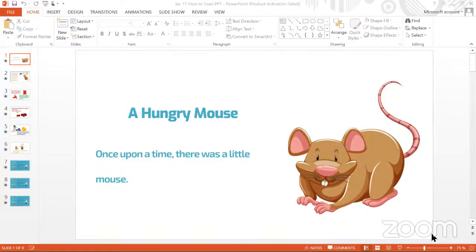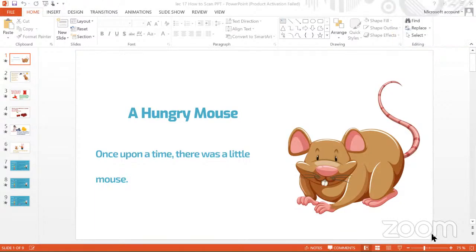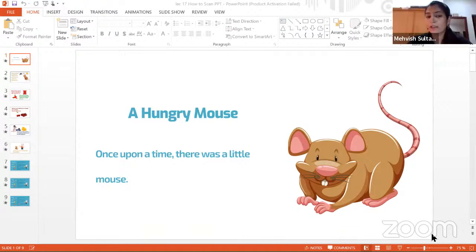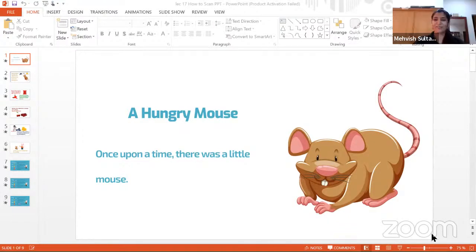A hungry mouse. Once upon a time, there was a little mouse. Very good. I'm going to read, and can you follow the way I read? A hungry mouse. Once upon a time, there was a little mouse. So when you see a comma, you stop for a while. Can you read it again? Once upon a time, there was a little mouse. Oh, that is wonderful. That was lovely.